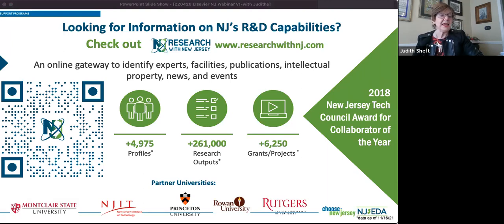We currently have partnered with a number of the New Jersey universities to put this on: Montclair State, NJIT, Princeton, Rowan, and Rutgers. And we're hoping eventually to be able to get some of the other academic institutions partnering on this particular platform. We're particularly focused on the R&D capabilities.